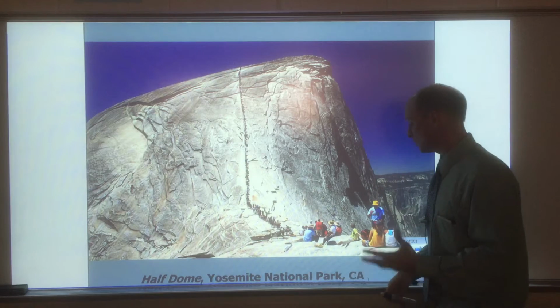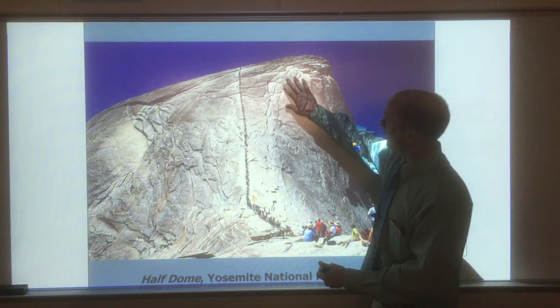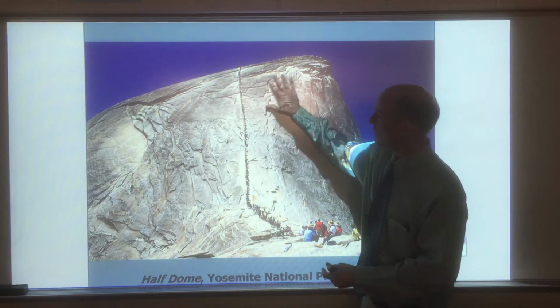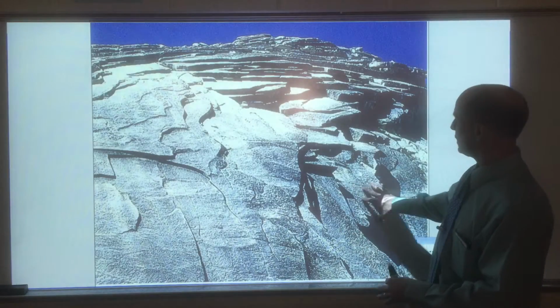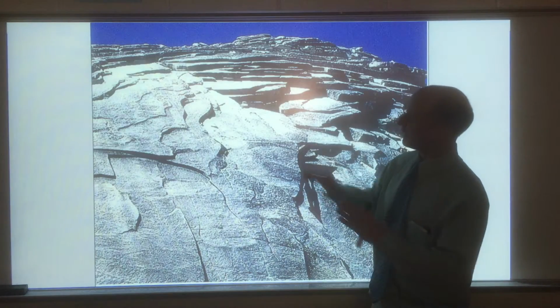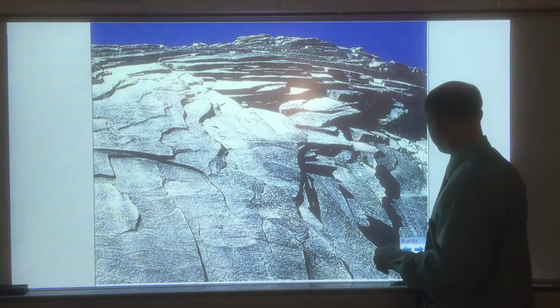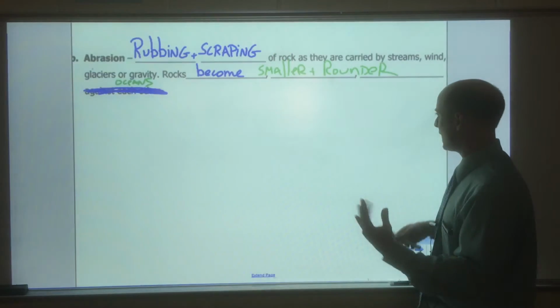This is Half Dome at Yosemite National Park in California. And you can see this sort of sheeting there. It's a pretty good example of it. These are people for scale, so this is huge. You can kind of see these layers that come off. And that is part of the expansion due to the lack of weight on top.